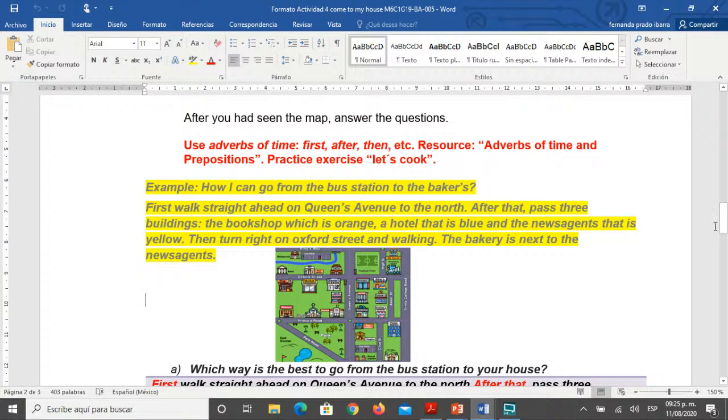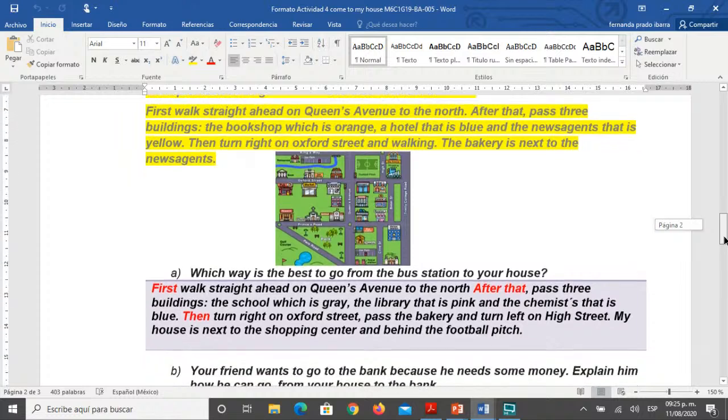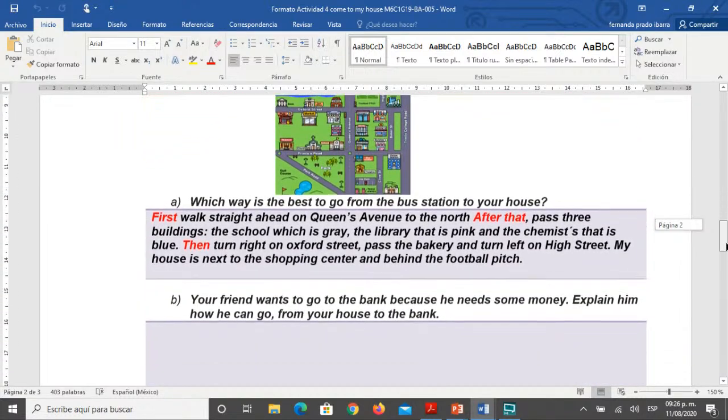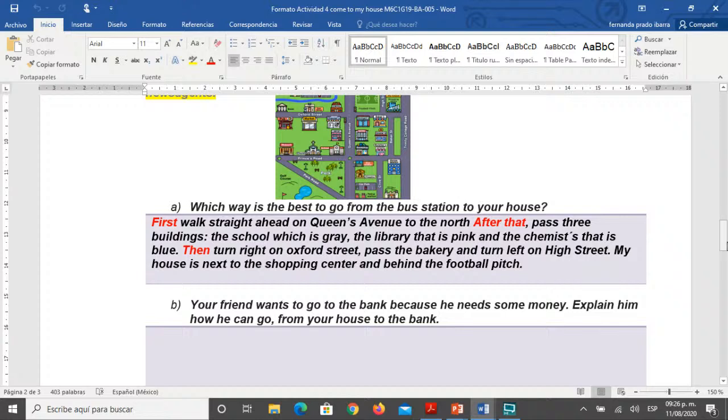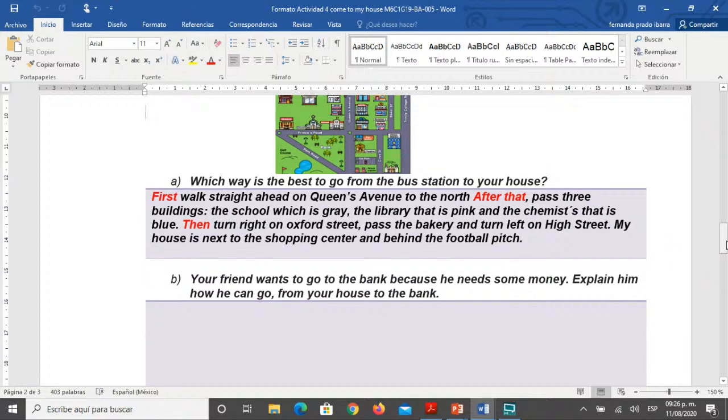Okay, so I have to have in mind all the time my map, okay, to first locate where is the thing that I'm going to park to begin my journey, okay? So to really give a precise direction. So the first question in the interactive activity says, which way is the best to go from the bus station to your house? So I have to answer with adverbs of time.